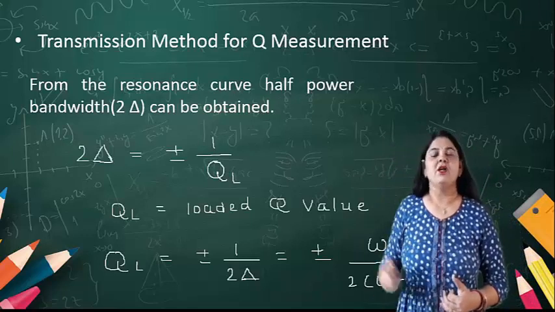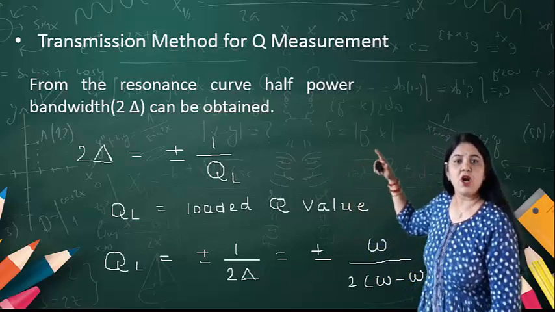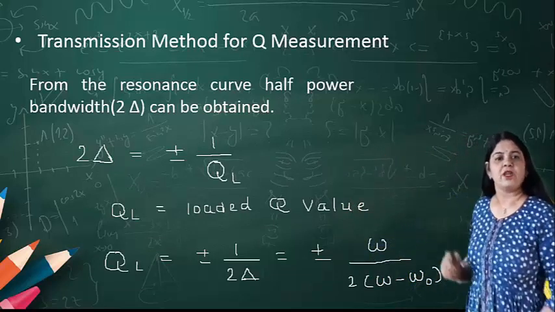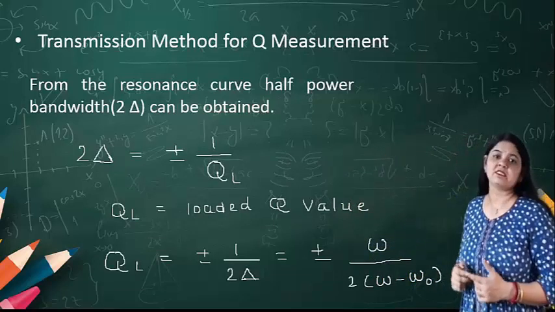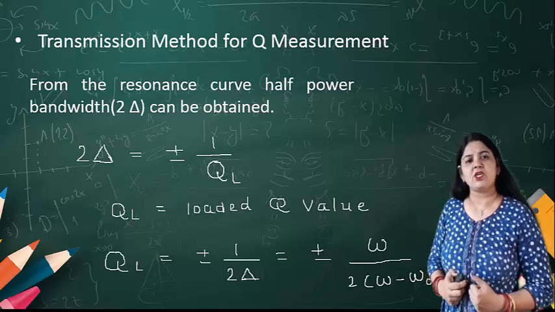We can find it out using the half power bandwidth, that is 2W, that can be obtained. So what is that? 2W is equal to plus or minus 1 upon QL, and QL is the loaded Q value. Now what is the QL?